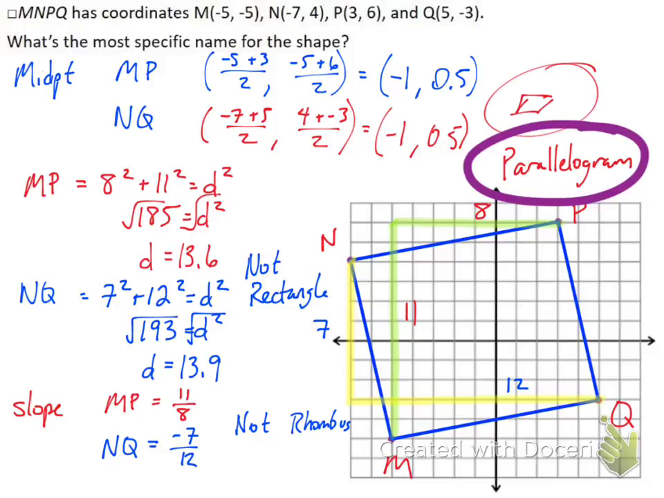There we go. So again, a little bit of work, but just remember that when you make those right triangles to find the distance, you're already finding your slope, and so that makes it a little bit easier.